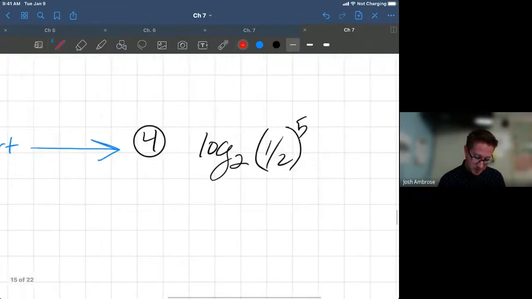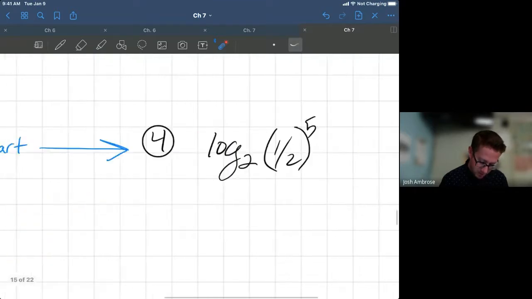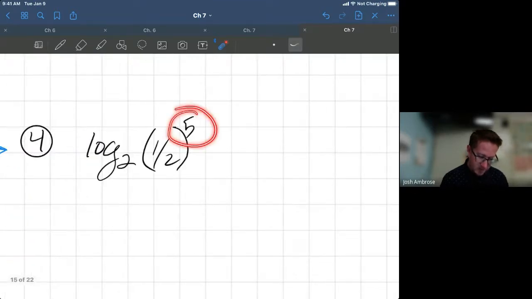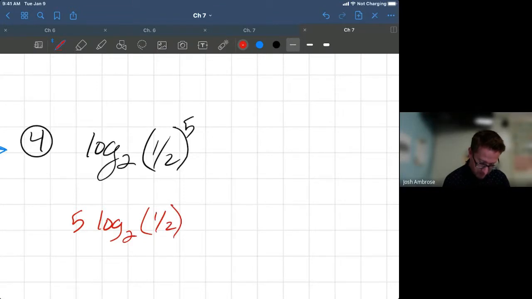But let's take a look at number 4. What if it doesn't have a base 10? So now we have to understand the property behind this. Okay, so if we are looking at the power property, this guy right here is going to get moved. So this 5 right here is actually going to get moved in front. So we're going to rewrite this to have a 5 log base 2, then 1/2, and then we're going to say equals x.